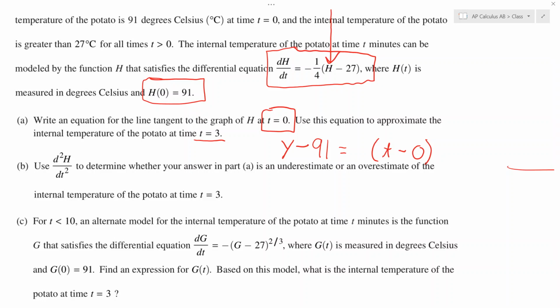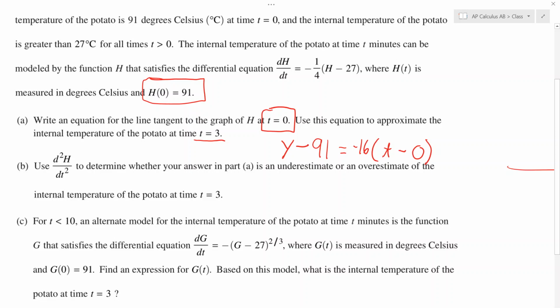Very common thing kids do is put a 0 in here for H and find it. Don't do that. You want to put in 91. And we already did that over here, and it was negative 16. So that is the tangent line. Here's what that says. If that's all we know about this potato, what's that negative 16 represent in terms of this problem? Not just the slope.